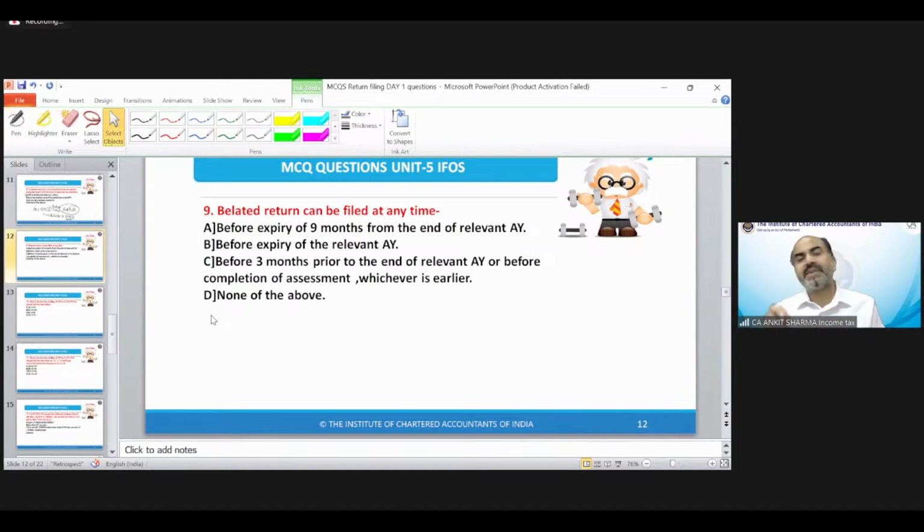Now, belated return can be filed at any time under section 139(4). What is the correct answer?